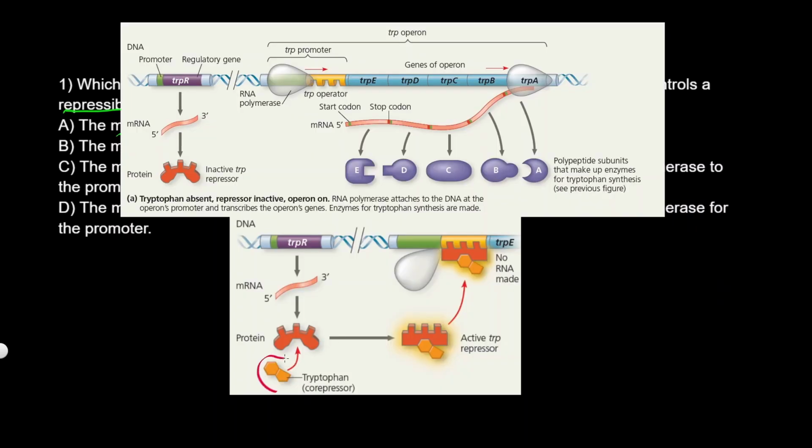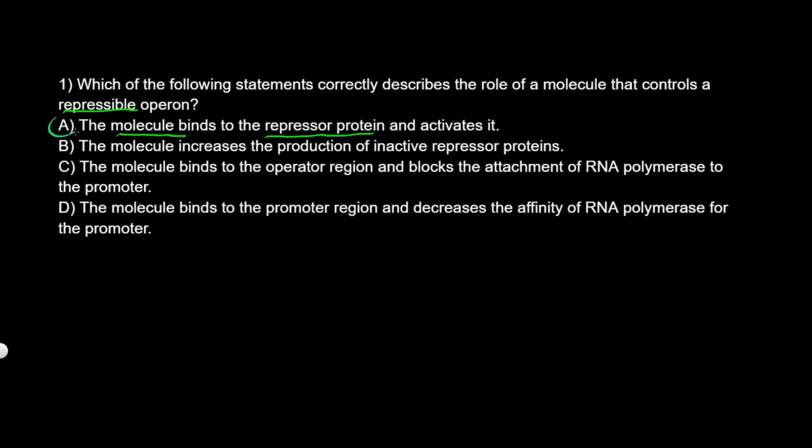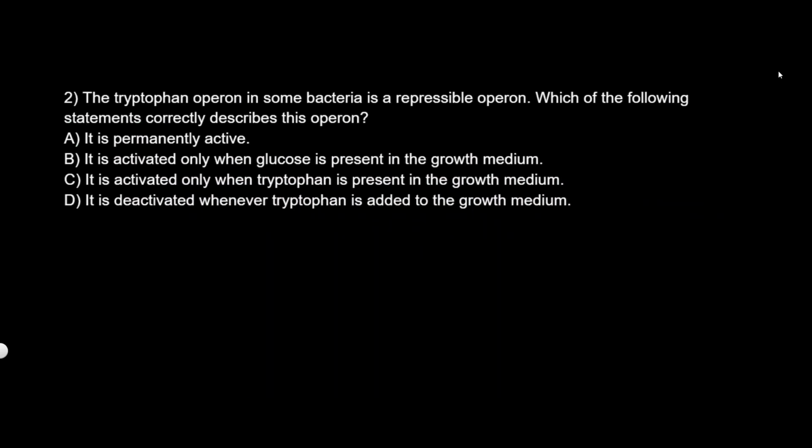Right here, when the tryptophan binds to the repressor, it will activate it, so it will sit at the operator section, which will block the whole transcription. So number one will be A. Let's move on to number two.